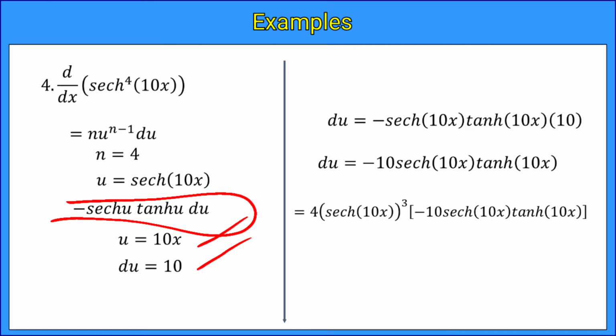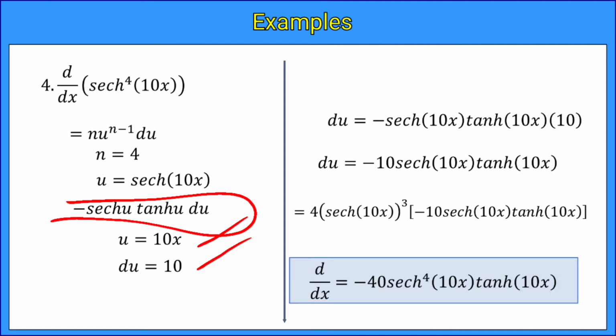So meaning our equation will become, for getting the derivative of the hyperbolic secant to the 4th power 10x, our final answer will become negative 40, from negative 10 times 4. So we sum up the hyperbolic secant 10x cubed plus the hyperbolic secant 10x. That's why we have hyperbolic secant to the 4th power 10x, then times the hyperbolic tangent 10x.